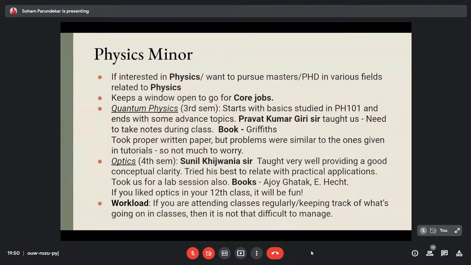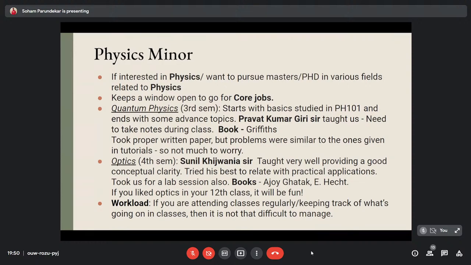Moving forward, in our fourth sem, we have optics. Professor Sunil Khijwania sir taught us. He had good conceptual clarity. He tried his best to make the concepts clear to us and to relate with the practical applications of the concepts he taught. The curriculum of the course included geometrical optics, wave theory, coherence, interference, diffraction, and optical fiber.